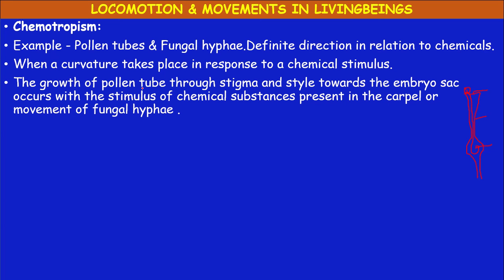So, the growth of the pollen tube through the stigma and style towards the embryo sac present in the ovary occurs with the stimulus of chemical substances present in the carpel. All these things take place in angiosperms, the flowering plants, whereas in fungi, another group of organisms, the movement of the fungal hyphae also takes place in response to chemicals.